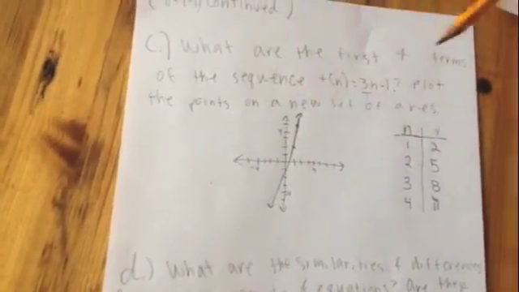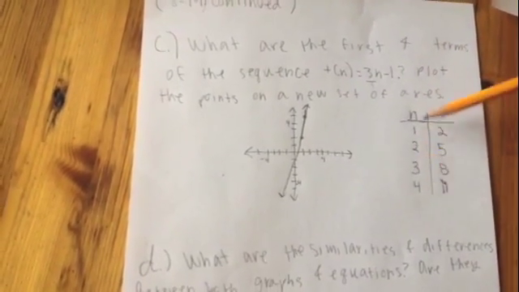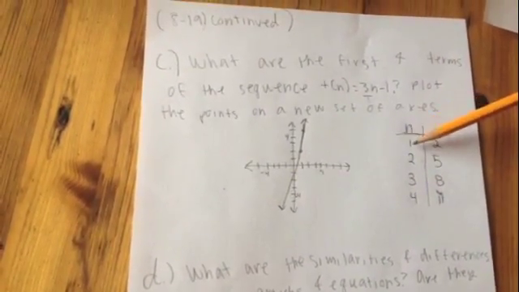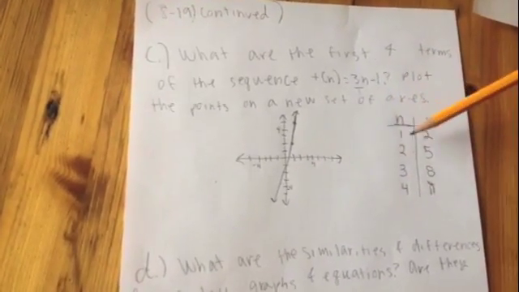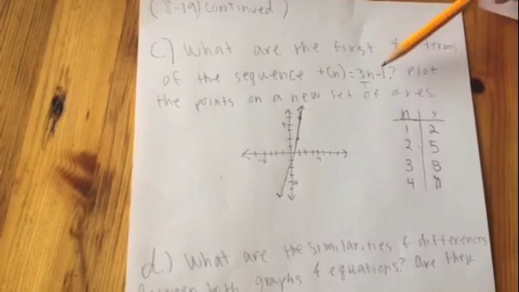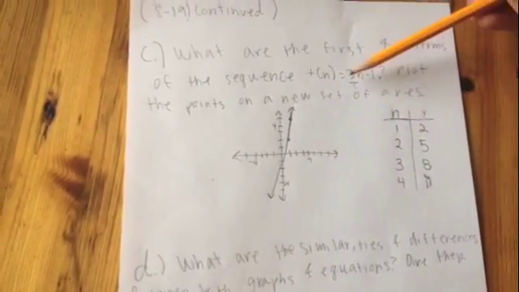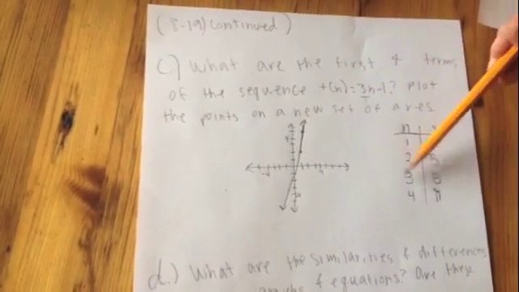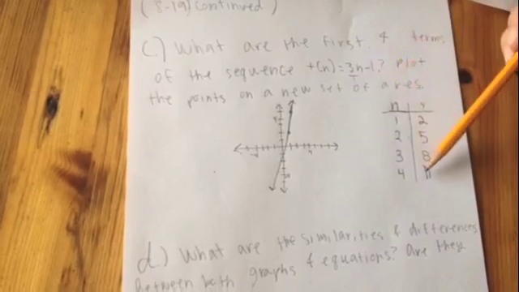Part C asks, what are the first 4 terms of the sequence t of n equals 3n minus 1? Plot these points on a new graph. As you can see, for the first 4 terms, I used 1, 2, 3, and 4 for the n values. So I'll plug in 1 for n here, as well as 2, 3, and 4. Plugging in 1 for n, multiplying it by 3, which is 3, minus 1 is 2. 2 times 3 is 6 minus 1, which is 5. 3 times 3 is 9 minus 1, which is 8. 4 times 3 is 12 minus 1, which is 11.